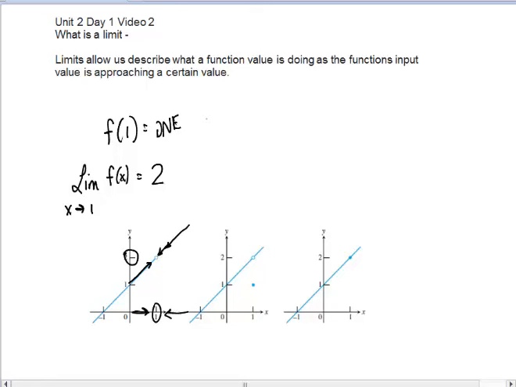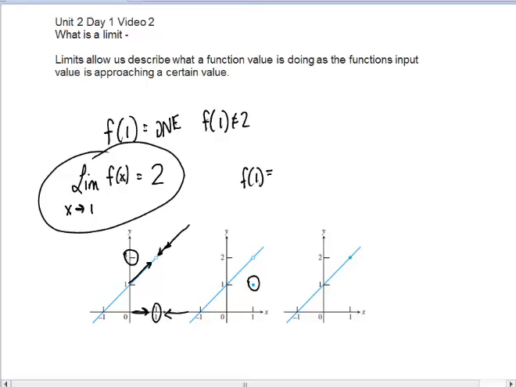Now f at 1 does not equal 2. The limit says that the function is heading there, but in this case, for this graph, it will never have that value. It's just going to head to that value. And in the next problem, if I asked you, what's f at 1? You would simply say it equals 1, because the function has a value there. But if I asked you what's the limit as x goes to 1 of the function, you would have to say it's heading to a value of 2, because it's heading to the value of 2 from both sides.